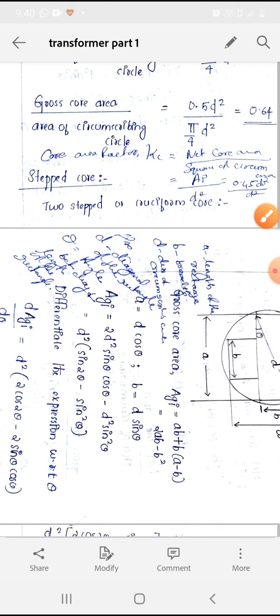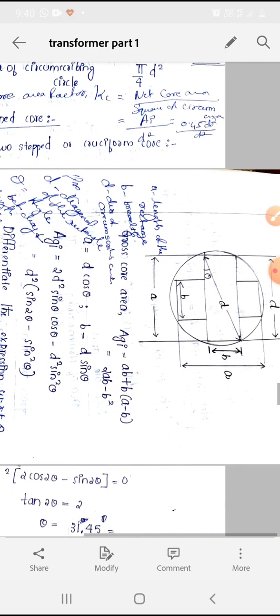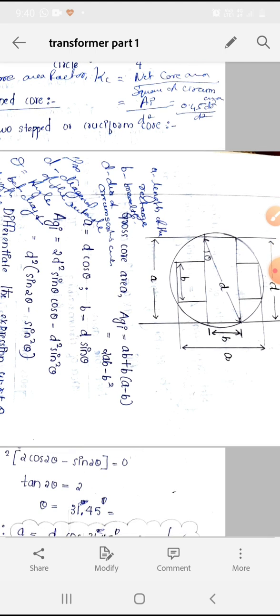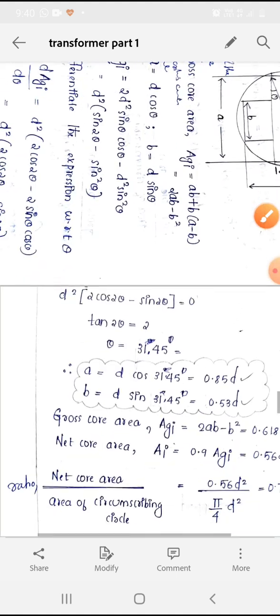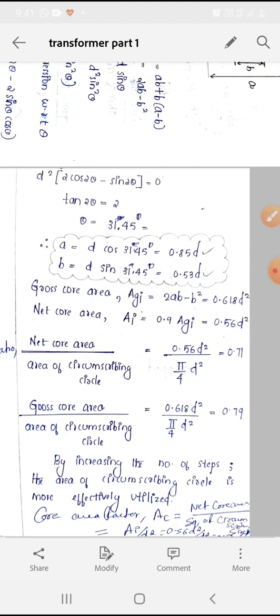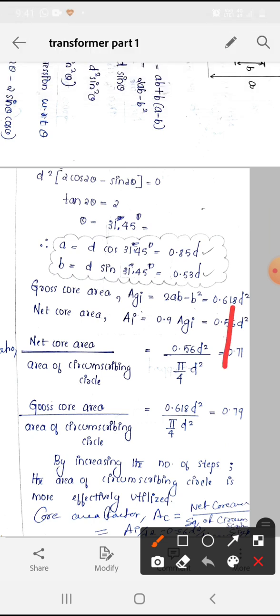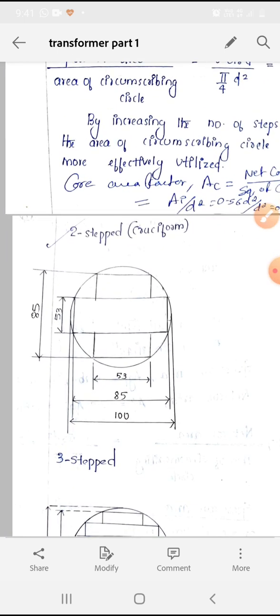And in the case of two-stepped cores, this derivation is simple. It's not that lengthy a derivation. Agi is equal to A into B, that is A times B plus B times (A minus B). What is this A? A is equal to d cos theta and B is equal to d sin theta. So substituting that, we will get this relation, and you need to know this Agi and Ai value. So this is the figure of the two-stepped or cruciform core.